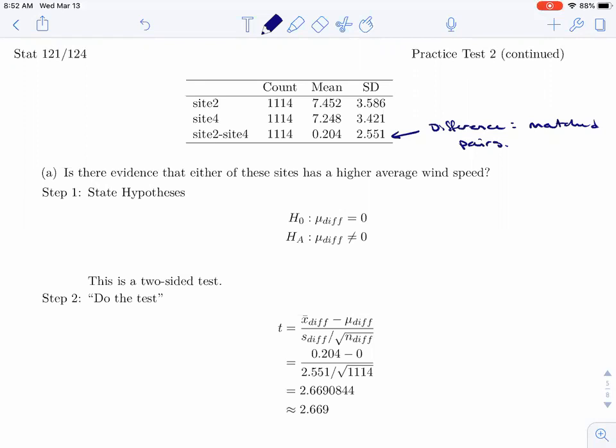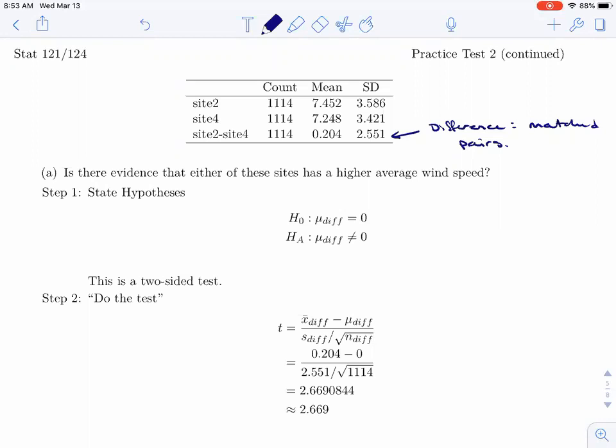So the question asks, is there evidence that either of these sites has a higher average wind speed? Kind of a tricky question because we've got the word higher in there, making us think that we should have a greater than in our alternative hypothesis, right? But because we're not specifying which site has to have the higher average wind speed, we just want to know if there's a difference between the two, right? If one is significantly higher, we will find that there is a difference.